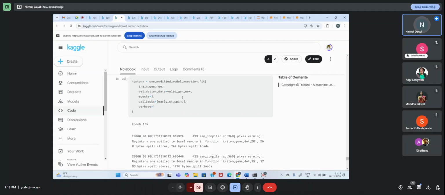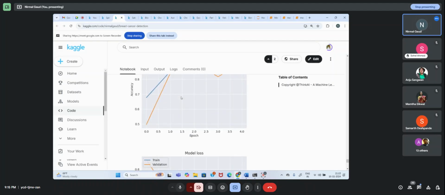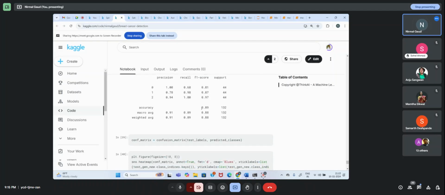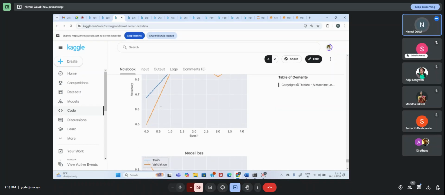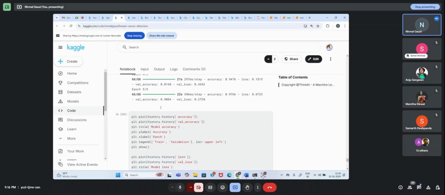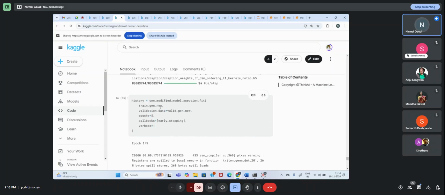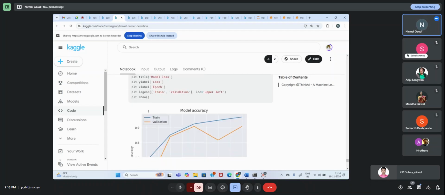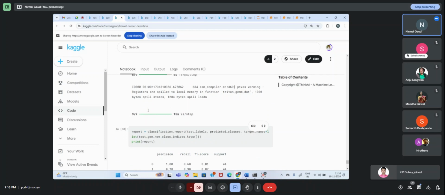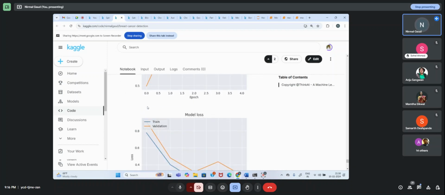What result did you get from Xception? See, Xception, 89% accuracy. Okay, you are getting 89% accuracy with Xception using multi-head attention. Okay, how many iterations did it take? Only 5 iterations with 89% accuracy. Okay, you can follow up with some more changes.